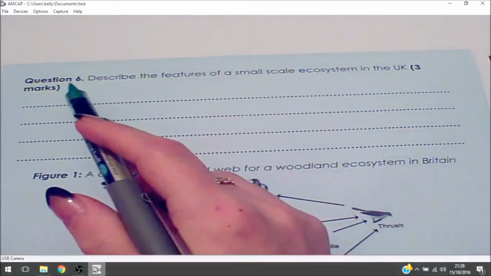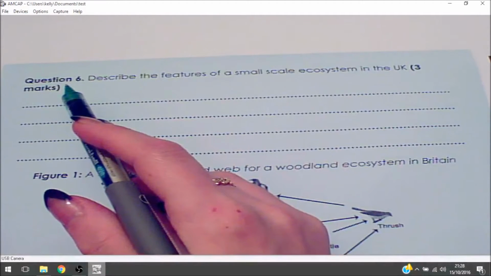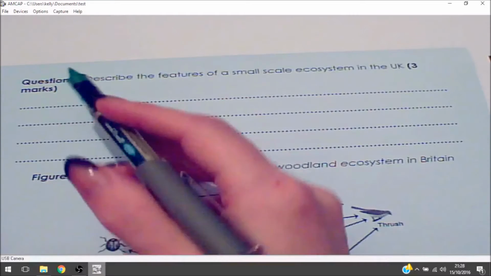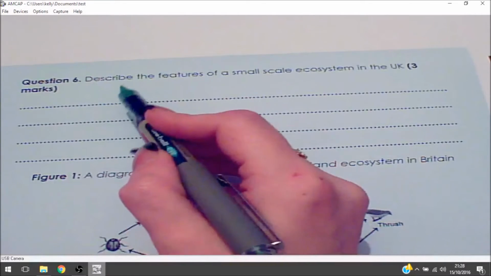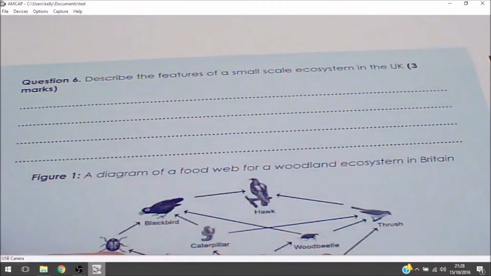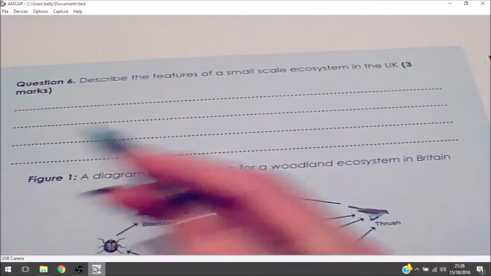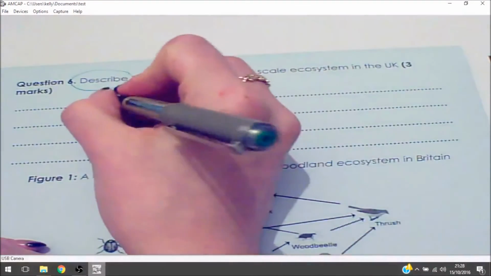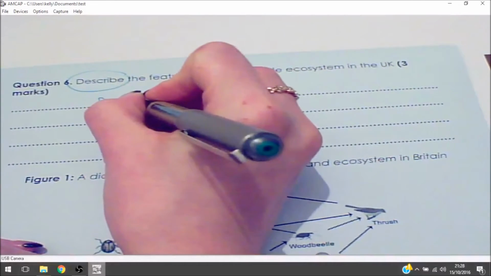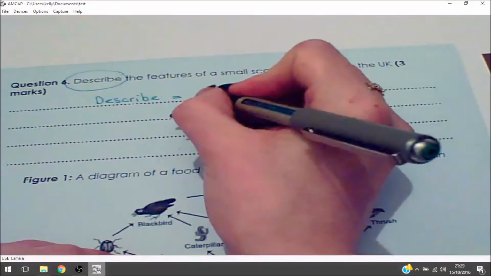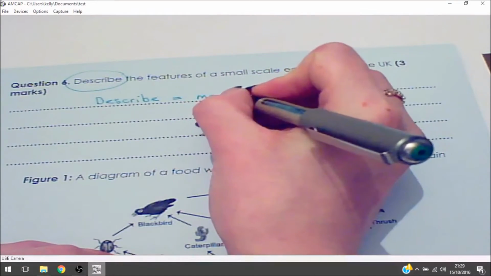So question 6 is a longer type of answer. There will be a mixture of different sized questions and marks available in the paper. So question 6 is asking you to describe the features of a small scale ecosystem in the UK. Now we're going to break this question down. So we need to be thinking about describe. What does describe mean? Well, describe means to say what you see.